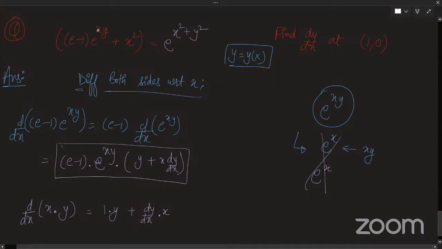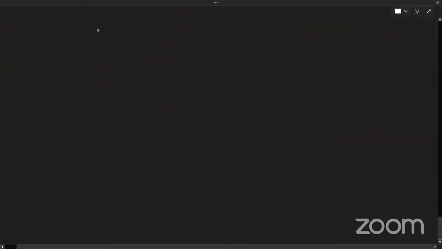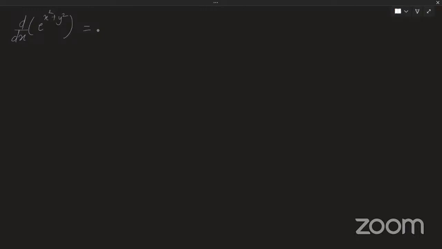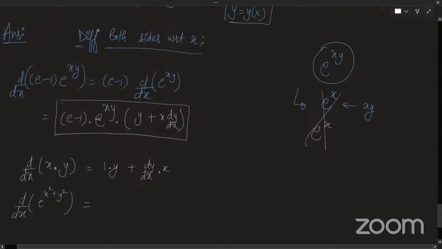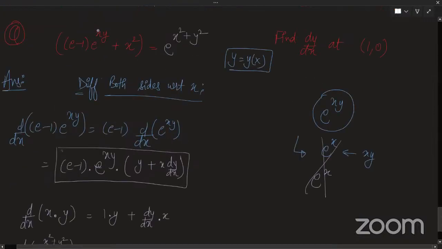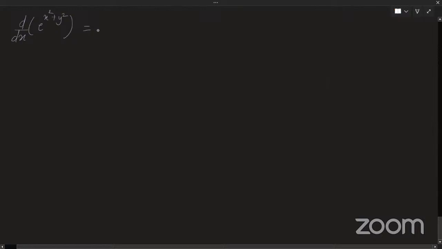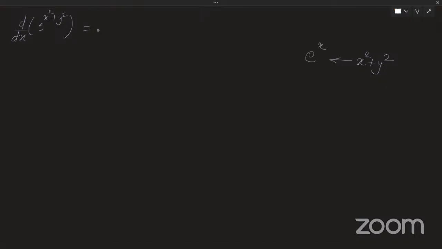Now let us think about the right hand side. You have got d by dx of e raised to x square plus y square. Can you tell me which function is inserted inside which function? Earlier you had e raised to xy. Now you have e raised to x square plus y square. So x square plus y square is inserted inside e raised to x. You start from the outermost side. The first function that you get is e raised to x. You differentiate, you again get e raised to x.